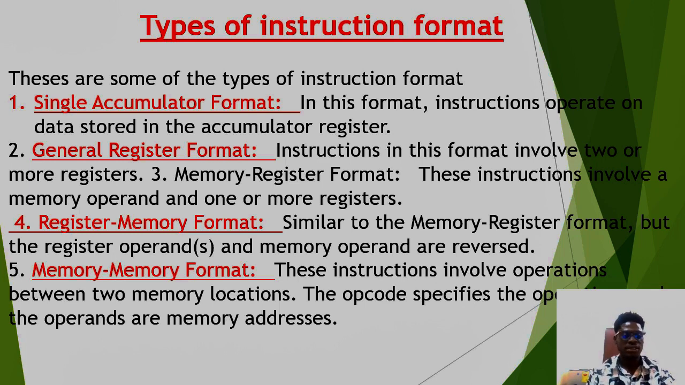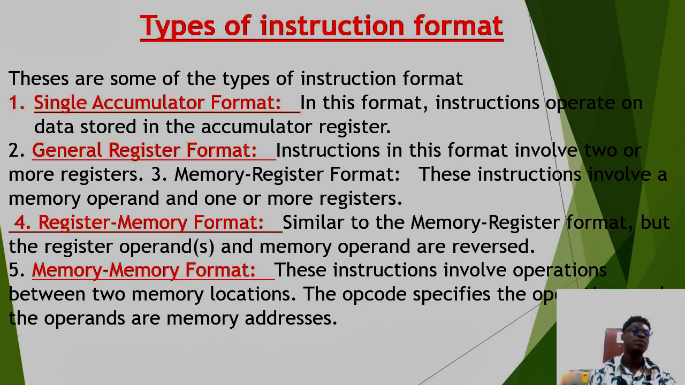Four, register memory format. Similar to the memory register format, but the register operands and memory operands are reversed. Five, memory format. This instruction involves operations between two memory locations. The opcode, which is also known as the operation code, specifies the operations and the operands are memory addresses.